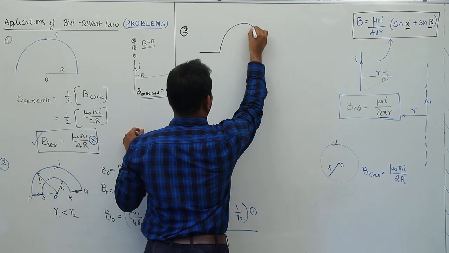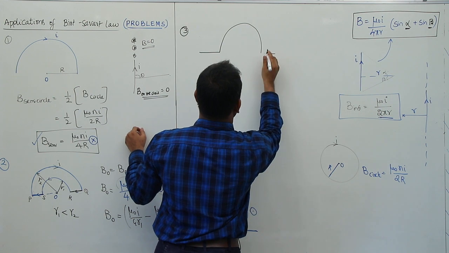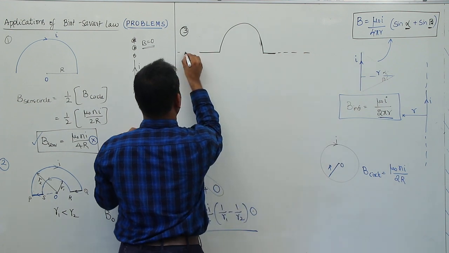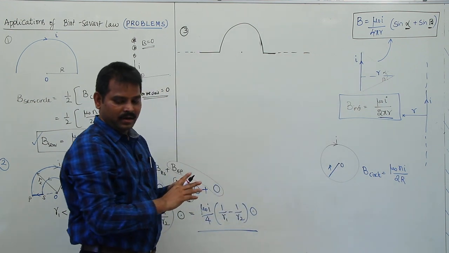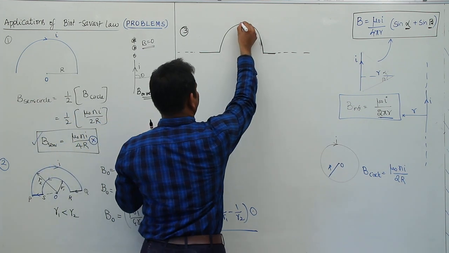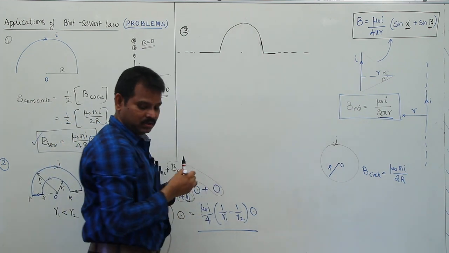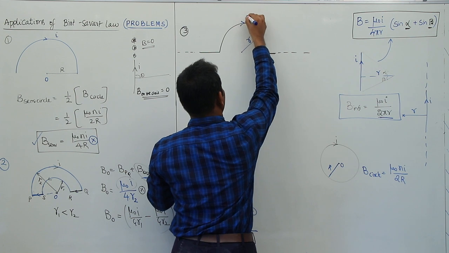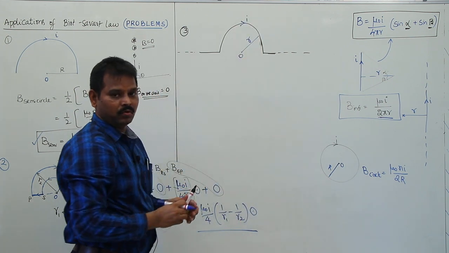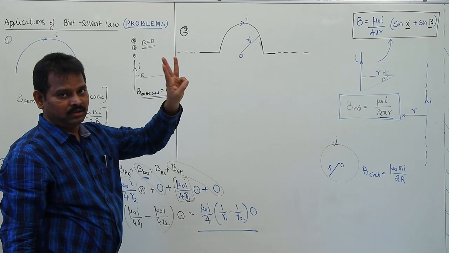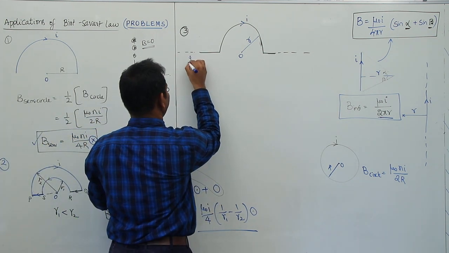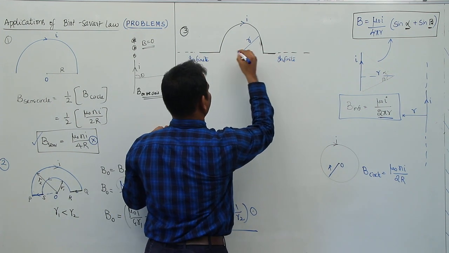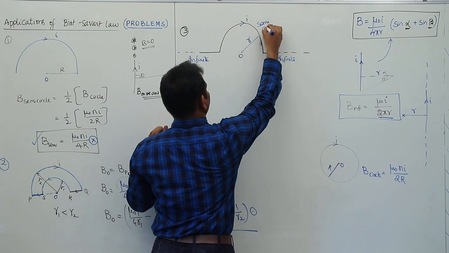So this is a given diagram. This is the center. Let us say it is carrying some current I, and the radius of this one is R. Carrying current I. So what is the magnetic field at center O? Here also you can see there are three different parts in this one. This is an infinite wire here. This is also an infinite wire. And this is a semicircle.